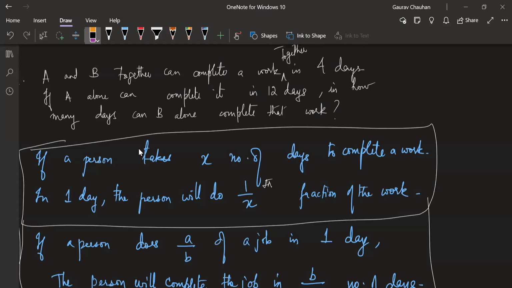What do you think we should choose as a variable? Any thoughts on that? By looking at the question only, let's take a simpler approach. Set work done by A in 4 days. What will we do with that information? Okay. You're saying you will take A's fraction of work in 4 days as something.